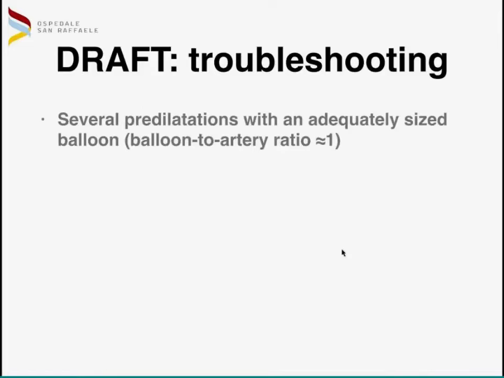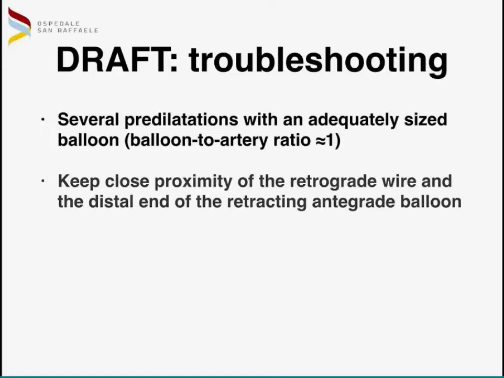Here, another discussion about the DRAFT. My suggestion is to perform several predilatations with an adequately sized balloon. I suggest, as the majority of operators do, a balloon to artery ratio close to one, and you should keep close proximity of the retrograde wire and the distal end of the retracting antegrade balloon in order to engage the fenestration created by the balloon in a better way.